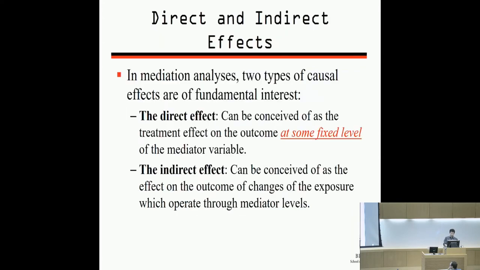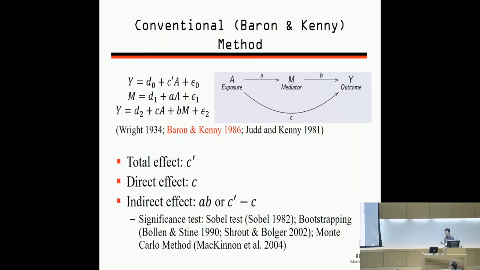Now let's look at how to estimate these direct and indirect effects. Let me first go through a conventional method, which is Baron and Kenny's method, which has been used for many years. Consider this simple model. We have A, which is the exposure, and let's make it simple: say A is randomized. And we have M, which is a mediator, and Y, which is the outcome.